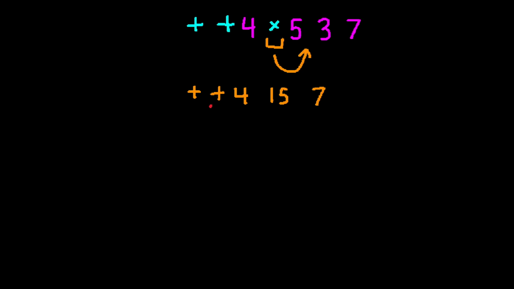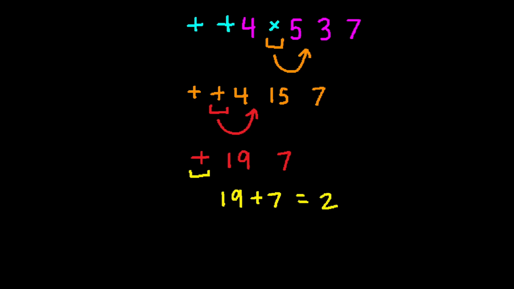Next, we take the innermost operator and move it between our newly evaluated numbers, giving us plus 4 plus 15 is 19, and then 7. And now we take our final operator and move it between 19 and 7, giving us 19 plus 7, which equals 26. So this expression up here equals 26.